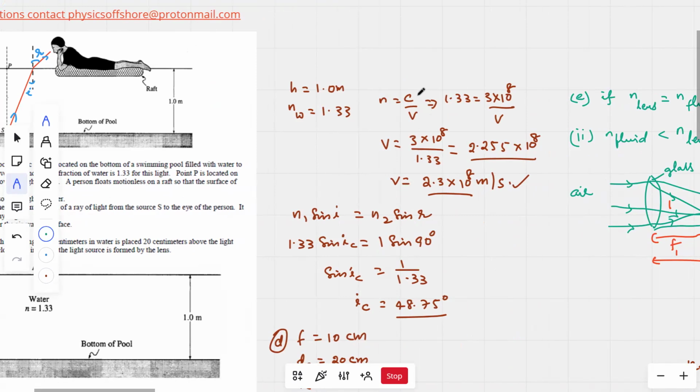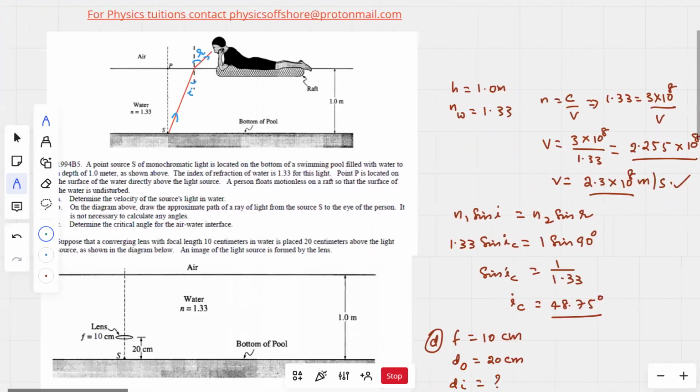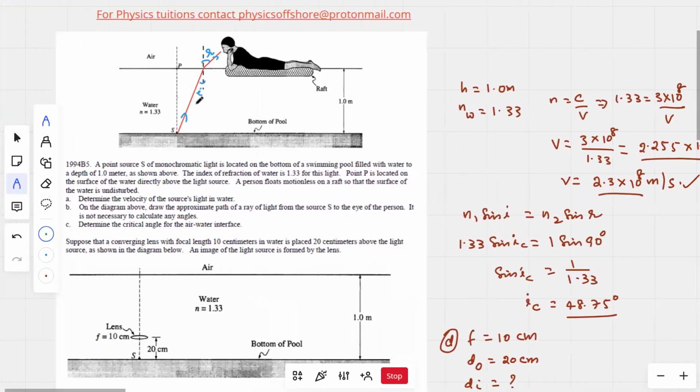So using this equation, we can easily find out the velocity of light in water. C we know, the absolute value, 3 times 10 to the power of 8 meters per second. And then n value is given to us. Here he gave 1.33. So put 1.33 and solve, v is equal to 2.3 times 10 to the power of 8. Got the answer.